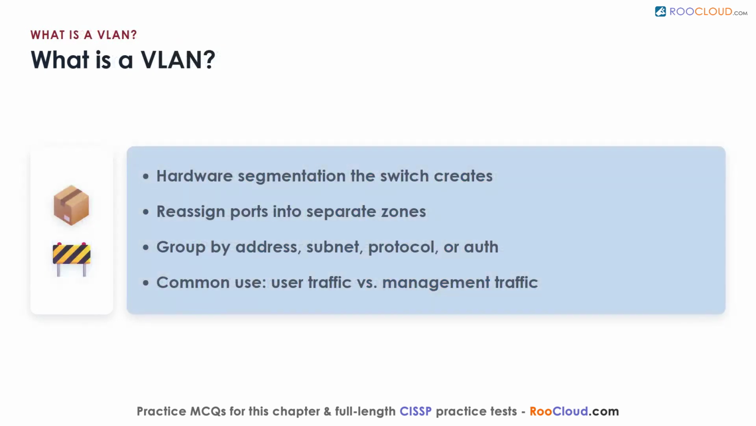What is a virtual LAN? A virtual LAN, or VLAN, is network segmentation the switch creates in hardware. Every port starts in one default group, but the administrator can reassign ports to carve the switch into separate zones. You can also group by device address, subnet, protocol, or authentication. The most common use is separating ordinary user traffic from management traffic. Picture a large open office where movable partitions let you regroup desks into teams without ever moving the walls.